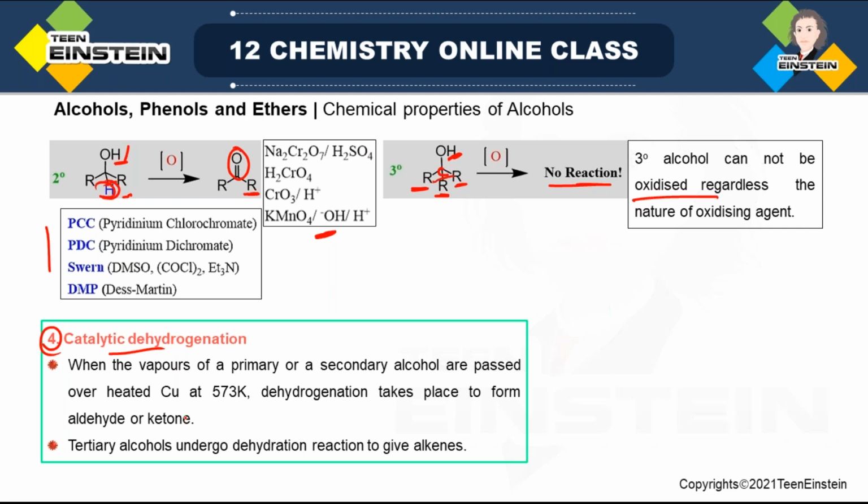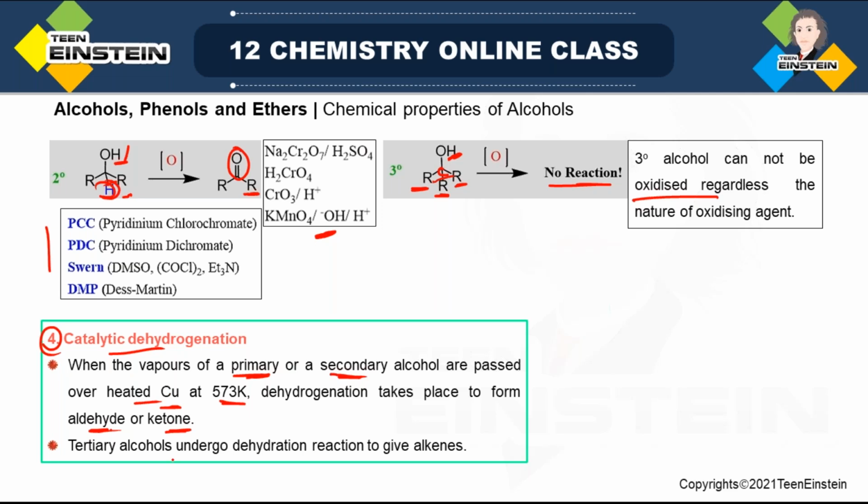Now here what metal catalyst we use? We use heated copper, 573 Kelvin, very high temperature. When the vapors of primary or secondary alcohol pass over heated copper, maintaining this temperature, then dehydrogenation will take place, and depending on whether you have taken primary alcohol or secondary, either you can get aldehyde or ketone. So when it is primary, you will get aldehyde. If it is secondary, you will get ketone.